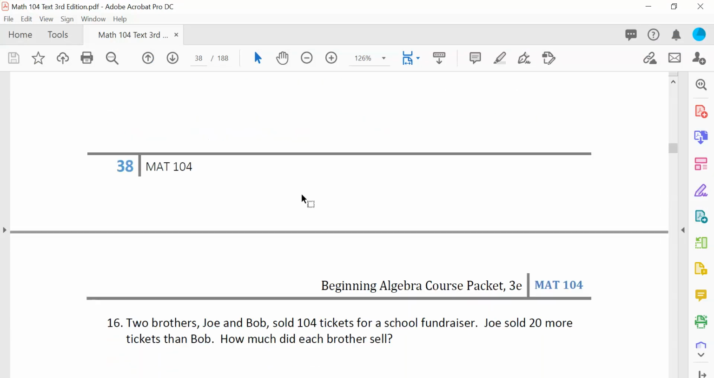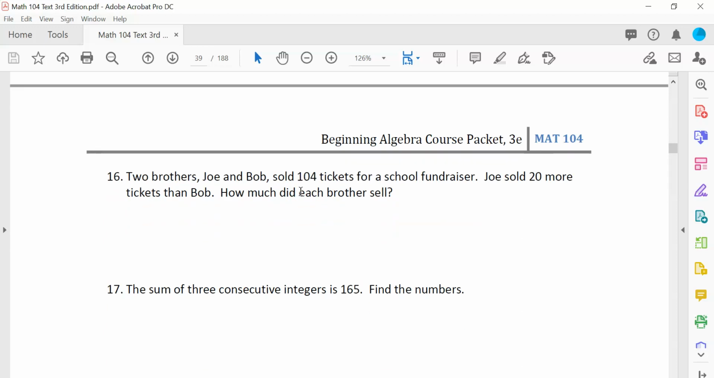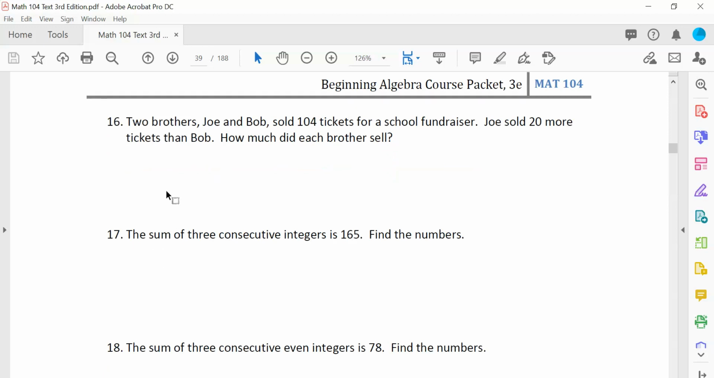Now, related sums type problems can look a lot of different ways. All right, number 16 is also a related sums type problem. Let's go over that one right now. Number 16 says two brothers, Joe and Bob, sold 104 tickets for a school fundraiser. Joe sold 20 more tickets than Bob. How much did each brother sell?